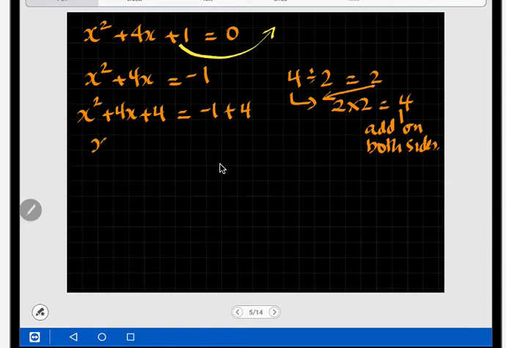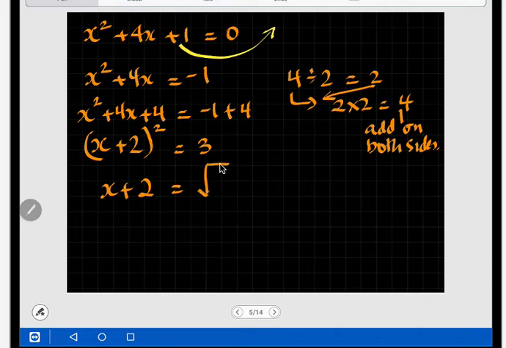So it's going to be x plus 2 to the square. This one will be equal to 3. So x plus 2 will be equal to the square root of 3. Remember, positive or negative, the answer will be. So x will be plus or minus square root of 3 minus 2. Correct? This is a good answer. This is a correct answer.